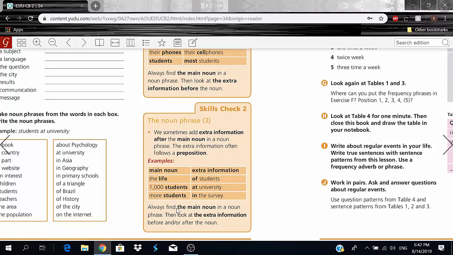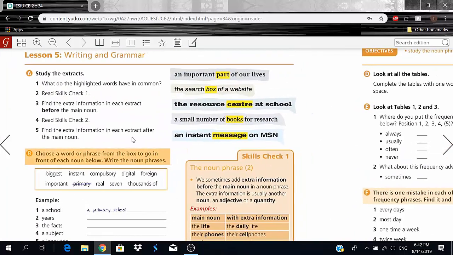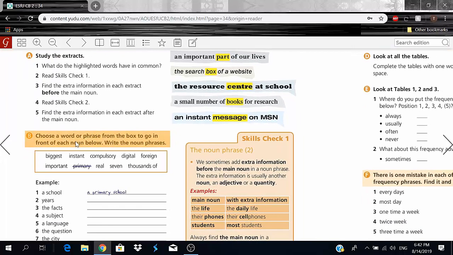Always find the main noun in a noun phrase and then look at the extra information before or after the noun. Okay, so basically the exact same advice, but now check before and after the main noun as well. Okay, you guys? Pretty simple stuff. Now let's go back. Find the extra information in each extract after the main noun. So here we have after the noun, of our lives, preposition, of a website, at school, for research, and on MSN. Okay? Now let's go actually to exercise B here.